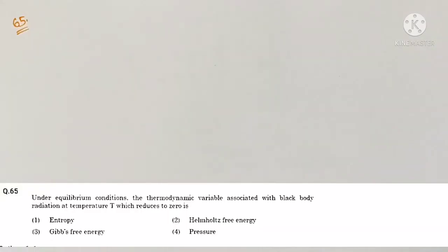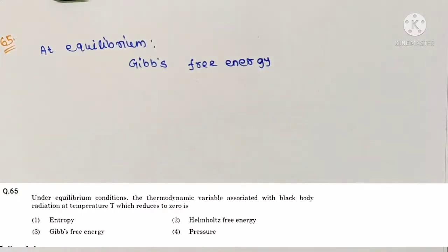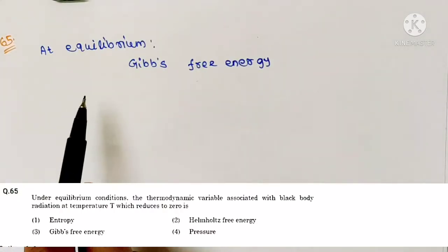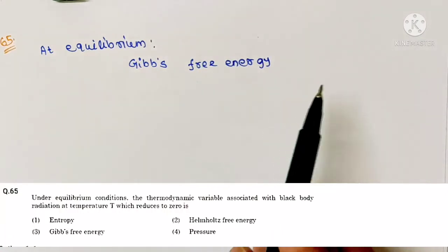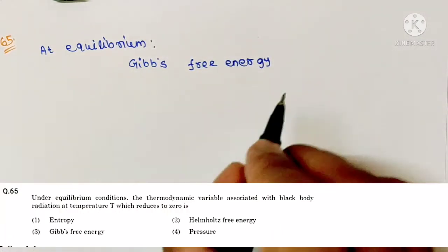Question number 65. Under equilibrium conditions, the thermodynamic variable associated with black body radiation at temperature T, which reduces to 0, is. As we know, under equilibrium condition, Gibbs free energy reduces to 0. So your correct option is option 3.